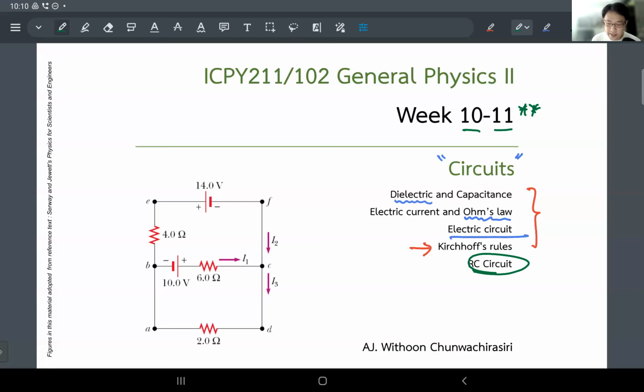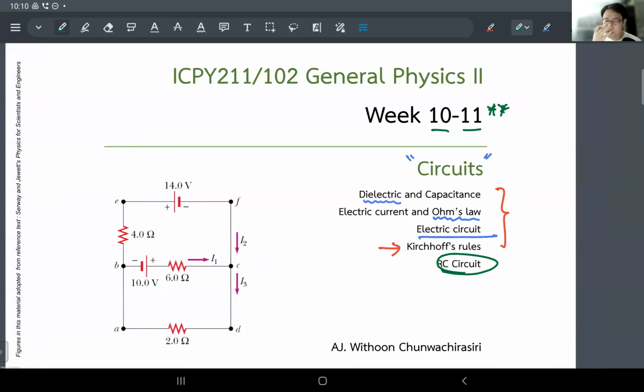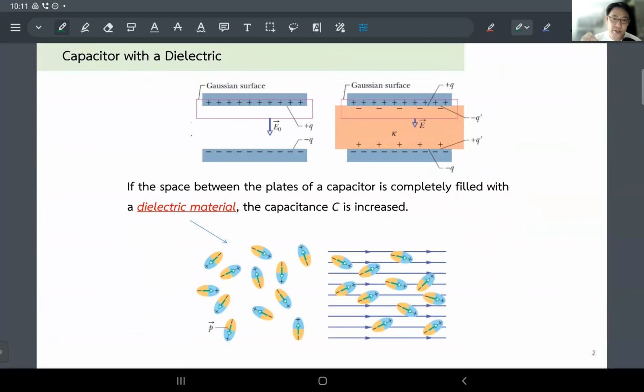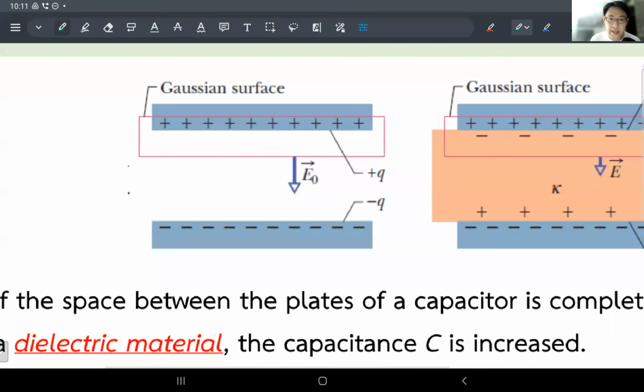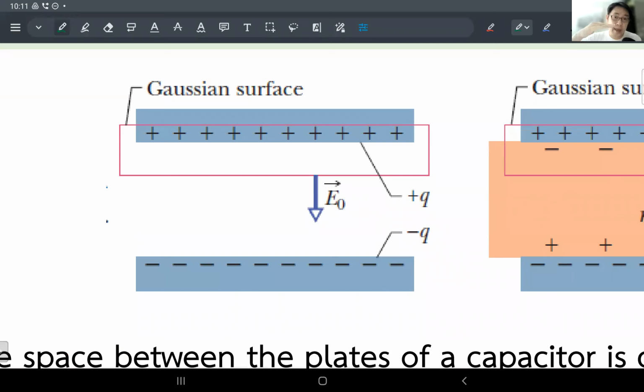So let's get things started here. Before we move on, let's make a quick connection to what we did last time, right? Last time we were talking about capacitors. The easiest construction of a capacitor is just having parallel plates. Once you charge those plates by transferring charge from one plate to the other, one plate will turn positive and the other plate will turn negative, and you generate an electric field in between, all right?